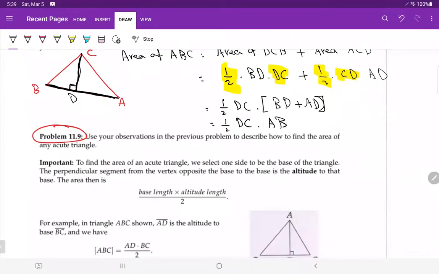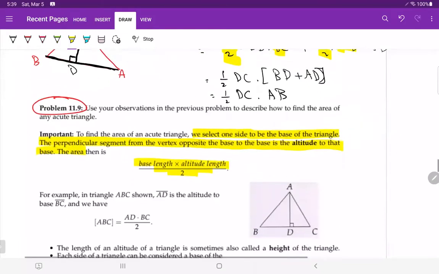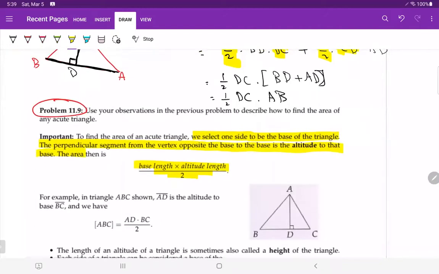So to find the area of the acute triangle, we select one side to be the base. The perpendicular segment from the vertex opposite to the base is the altitude to the base, as we did. For example, in this triangle, this is my base, this is the altitude. So the area is AD times base C over 2. The altitude, we call it height.